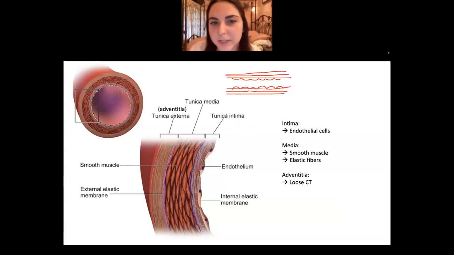And remember, tunica just means coat. When you see tunica, you'll see this again when you get back to repro. They talk about the tunica albuginea. They're just talking about coats, so these are little layers basically.